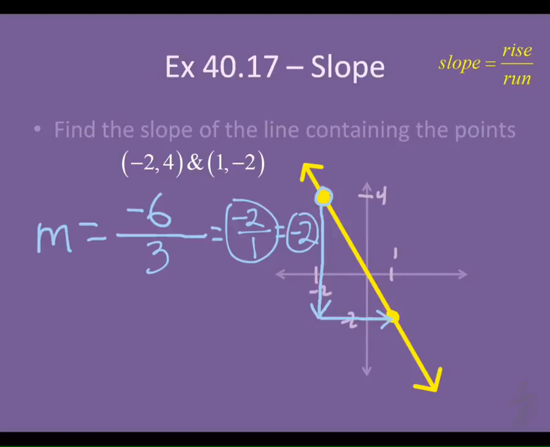Okay, how about using the formula? Anybody think they can plug those numbers into the formula for me? y2 minus y1 over x2 minus x1. Go ahead, Tiffany. -2 minus 4 over 1 minus -2. Okay, and Tiffany, what is -2 minus 4? -6. And what is 1 minus -2? And what did we end up with? -6 over 3, which is -2. Yeah, same thing we had in the last one, right?